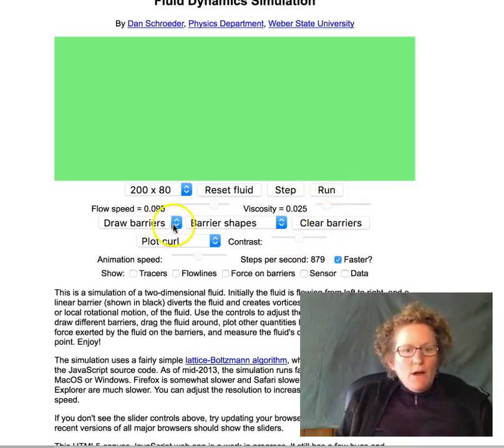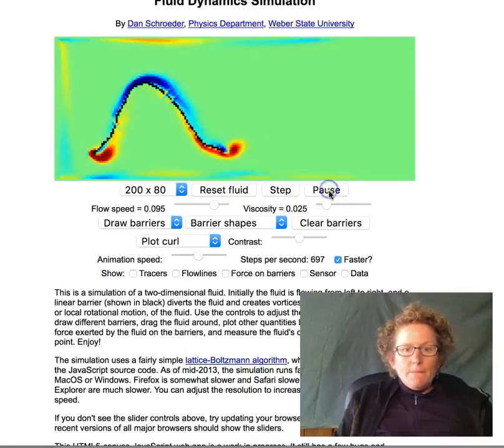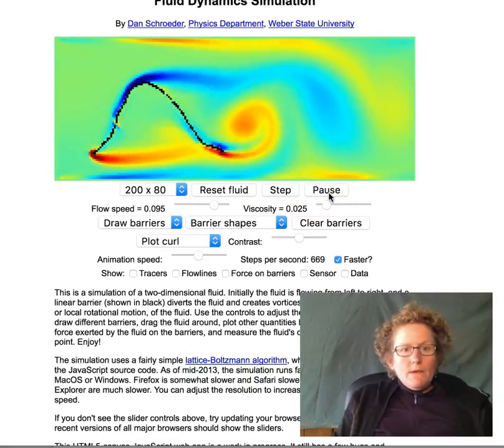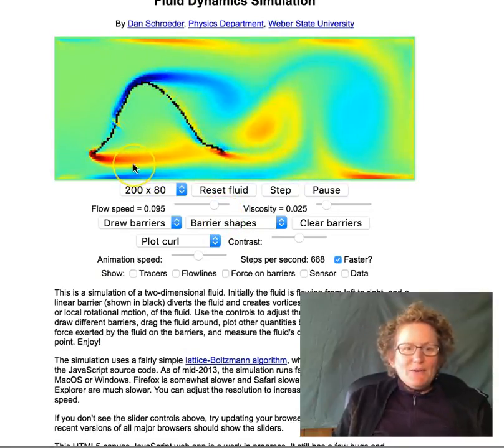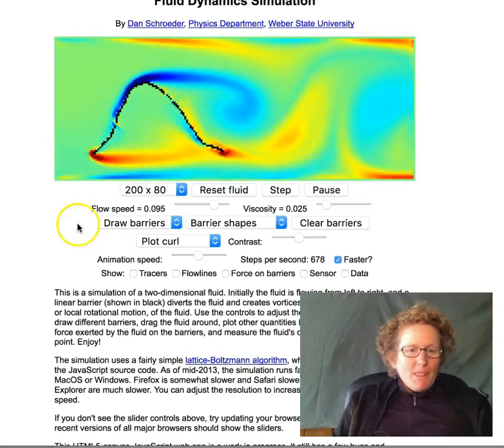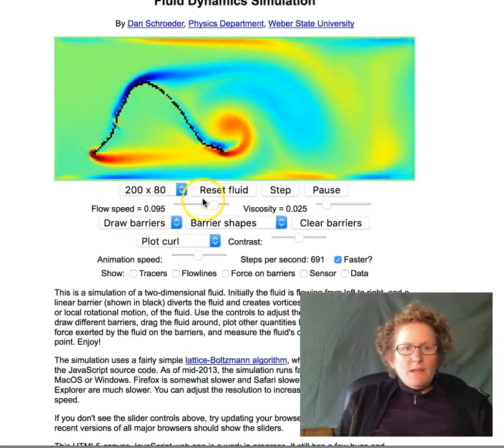Now if I want to draw barriers, I can just draw a hill here. Let's see how that works. Let's run that. Well, it's going to draw, that's why you should draw your hill at the bottom or your house at the bottom. That's pretty telling. Let's clean everything up here.